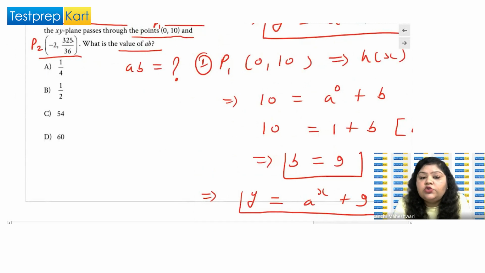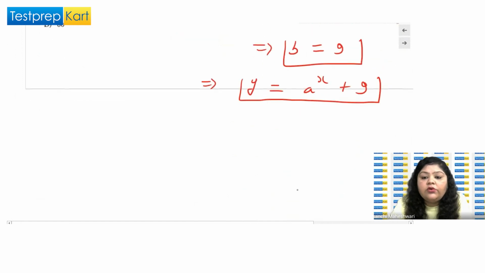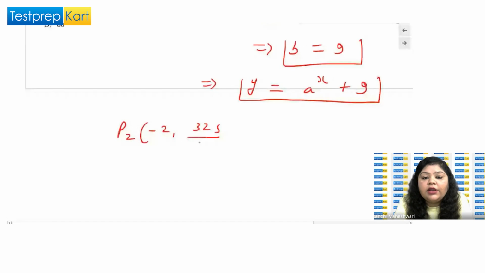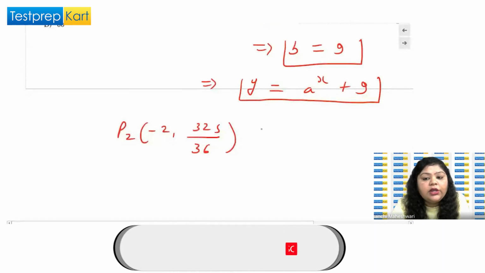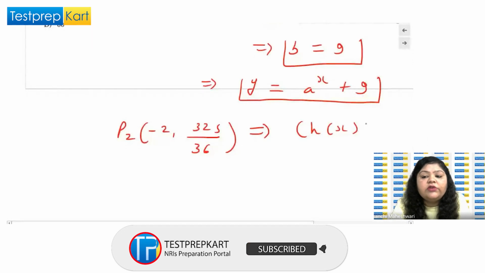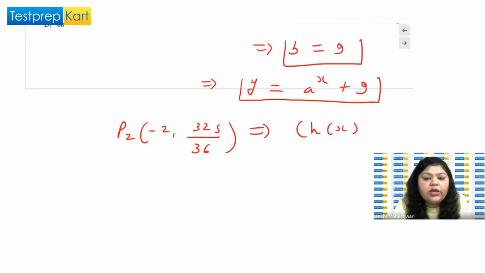It is minus 2 and 325 divided by 36. So have a look now. P2 is what? Minus 2, then 325 divided by 36. So this is the point. Now substitute this point in the function of h of x. So you can say in the equation of h of x. Let me just remove this extra bracket from here.